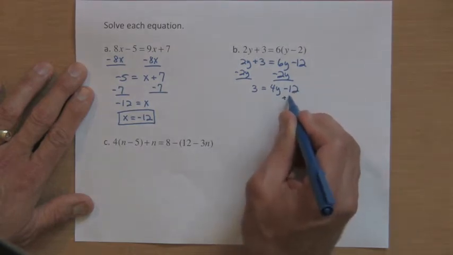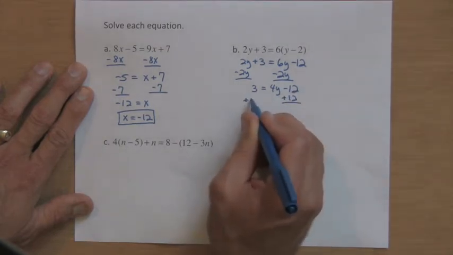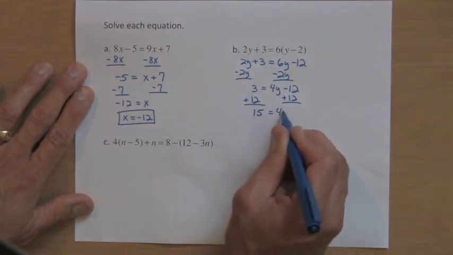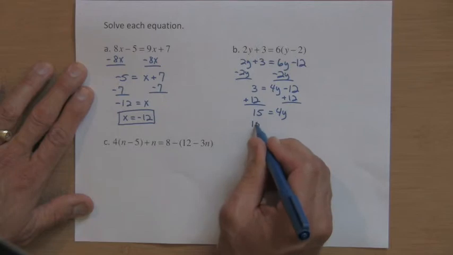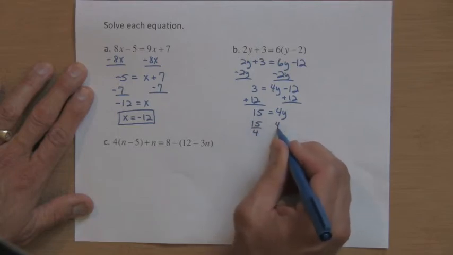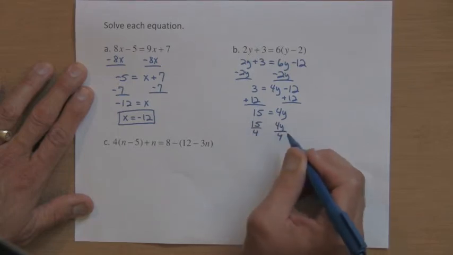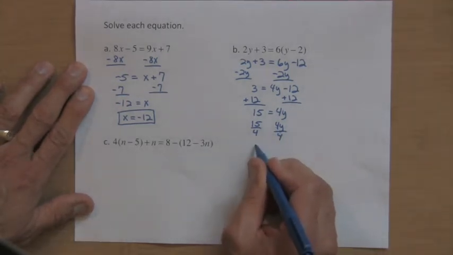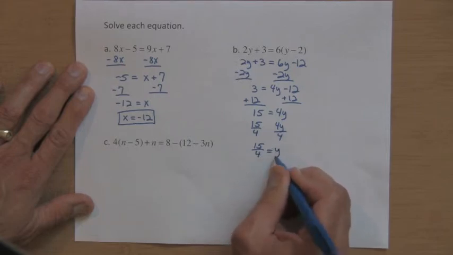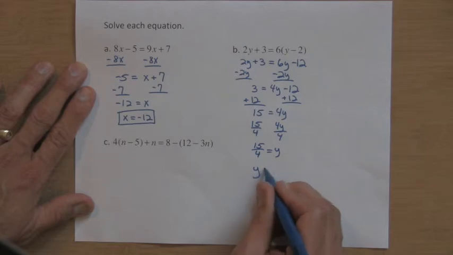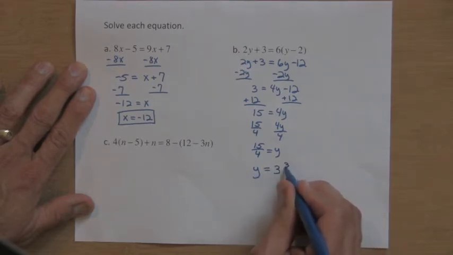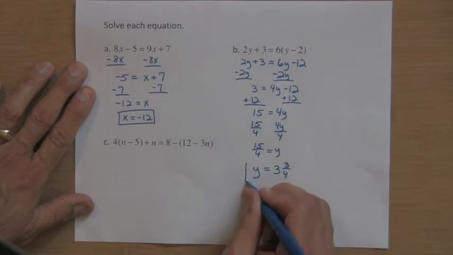I'll get 4y by itself, so I'll add 12 to both sides. And 3 plus 12 is 15. That equals 4y. To get y by itself, divide by 4. So 4y divided by 4 simplifies. And I have this y by itself. So my answer could be 15/4 equals y, or if you want to write y first and put it as a mixed number, you can write it as y equals 3 and 3/4. There's your solution.